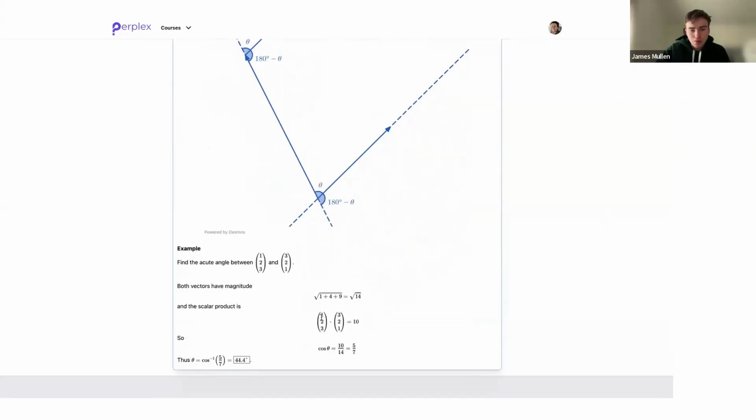And the scalar product is (1, 2, 3) dotted with (3, 2, 1). That gives me 10. And so cosine theta is equal to 10 over 14, or 5 over 7. And if I take the inverse cosine of that, that's going to be 44.4 degrees.